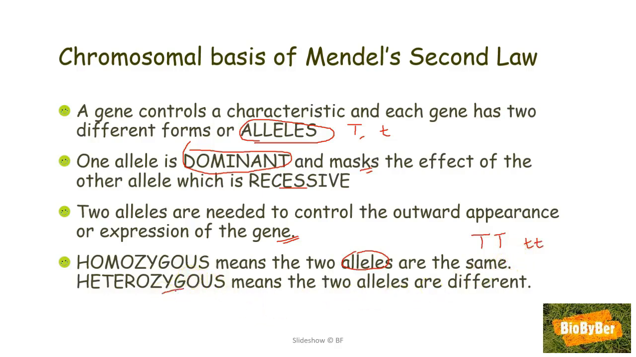Heterozygous means that the two alleles are different from one another. So if you're a pea plant and you are tall and you are heterozygous, then you are big T, small t. Don't forget, of course, the word homo means the same, whereas hetero means different.